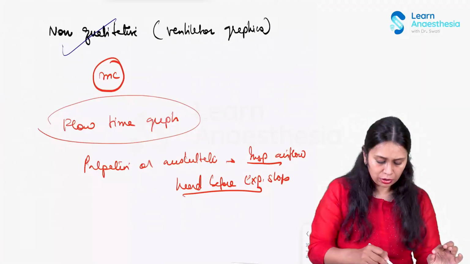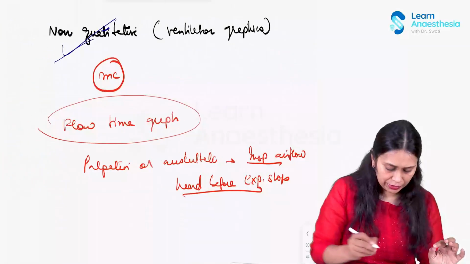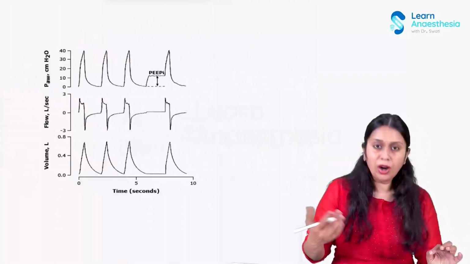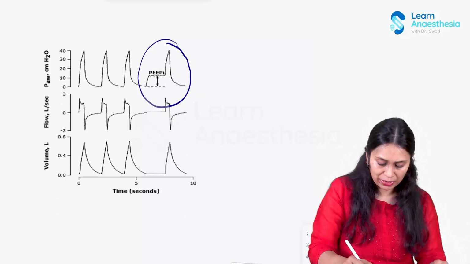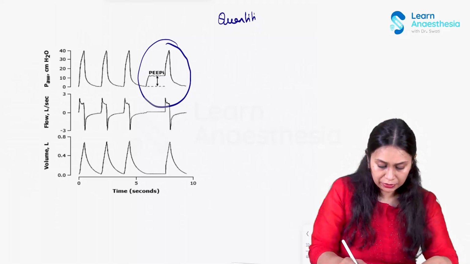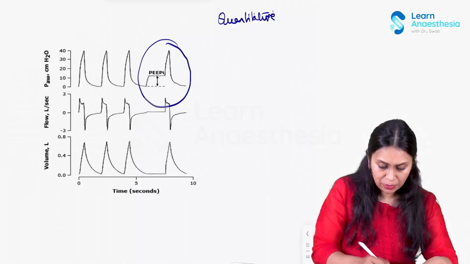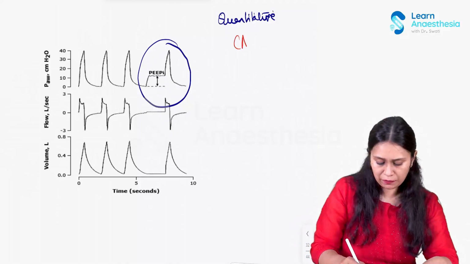So this is your non-quantitative method. Now let us talk about the quantitative method. How do we calculate this intrinsic PEEP? The quantitative method is by measuring the airway pressure at end expiration.